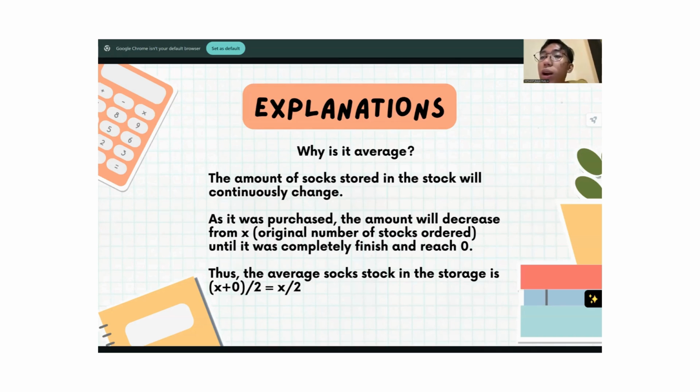Okay, so why is it average? Because the amount of socks stored in the stock will continuously change. As it is sold, the amount will decrease from X, the original number of stock ordered, until it is completely finished and reaches 0. So the average stock in the storage is X plus 0 divided by 2, which equals X per 2.